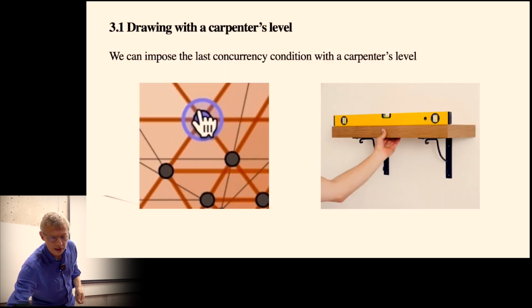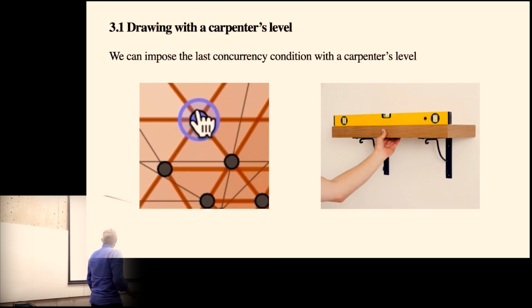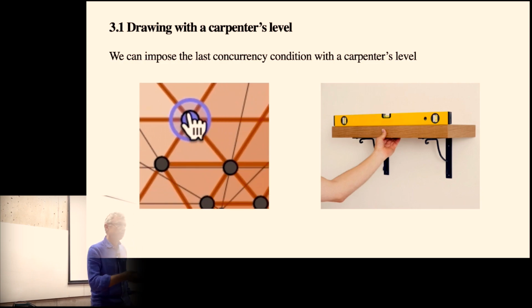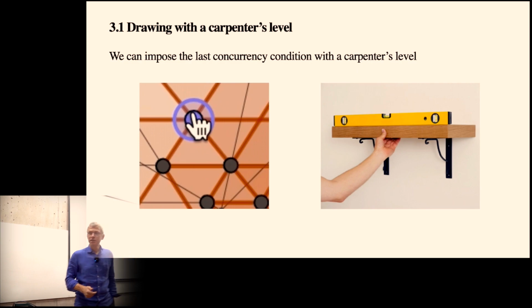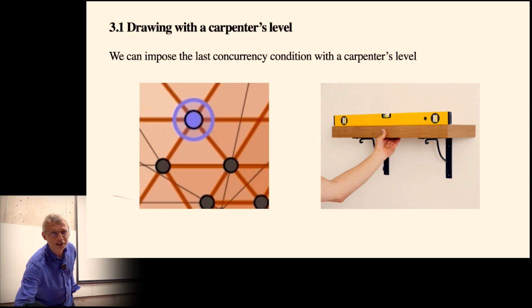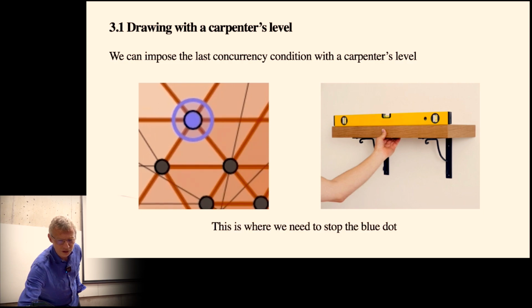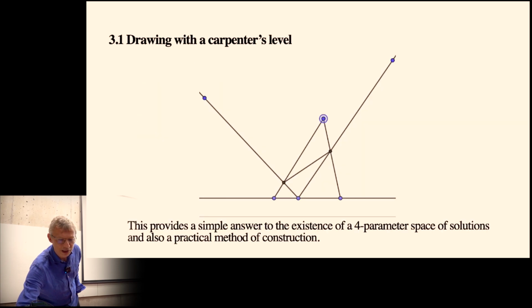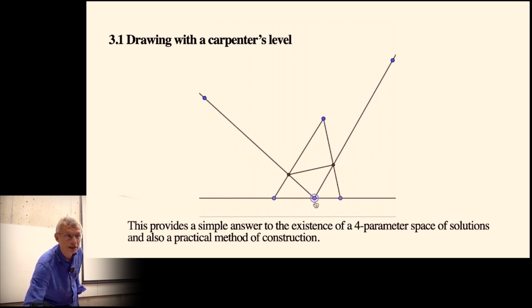So what I'm doing here in simple terms is I'm trying to construct this the way I, when I'm at home, put the shelves on my wall, right? So I use this thing. I don't know how you say that; in Italy we call it the bubble. But anyhow, this carpenter's level is what allows me to do this. And if you want to do it more practically, instead of the carpenter's level, you need to stop here to get the right Śrī Yantra, and this, of course, provides a simple answer to the existence of a four-parameter space of solutions: you just have to stop where this point yields a horizontal line.